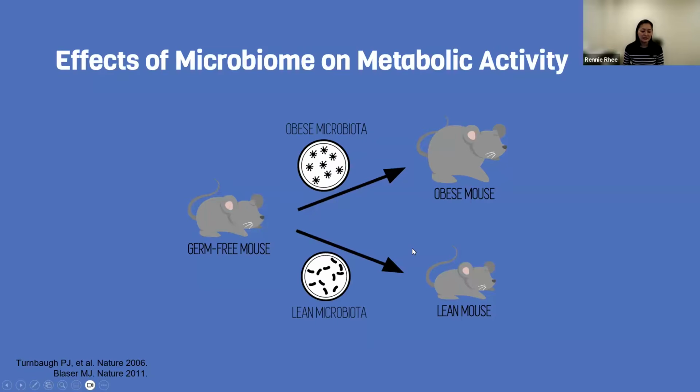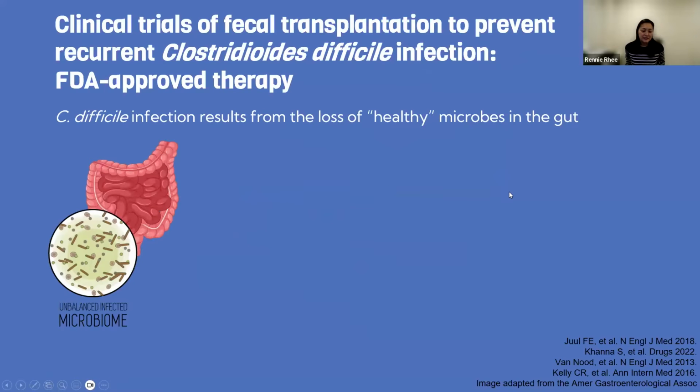And there's been a lot of links in humans too, just looking at things like early antibiotic use in childhood and development of obesity and other metabolic disorders later on in life. Now, in terms of studies in humans, right, we're not mice. We want to be able to demonstrate that certain things are happening in humans too.